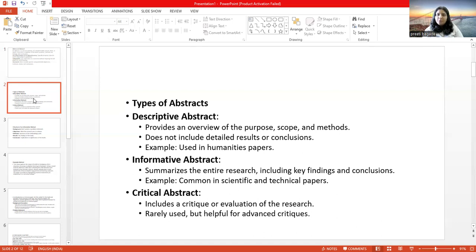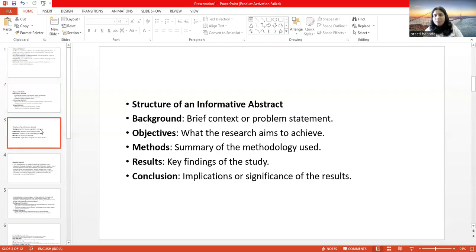Second is the informative abstract. What is meant by informative? It summarizes the entire research, including key findings and conclusion. Example: common in scientific and technical papers. What is a critical abstract? It includes a critique or evaluation of the research, rarely used but helpful for advanced critics. So this is one of the structures of the informative abstract.